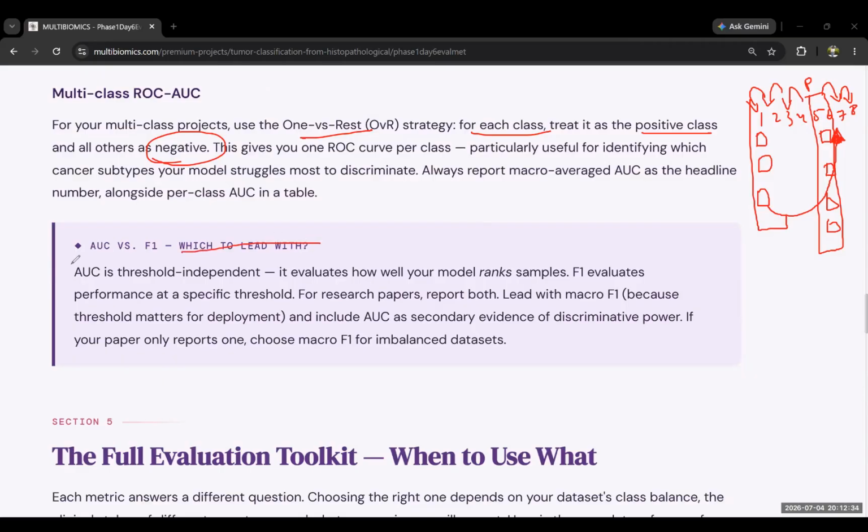Which one to lead with, AUC versus F1, area under curve or F1? AUC is threshold independent.